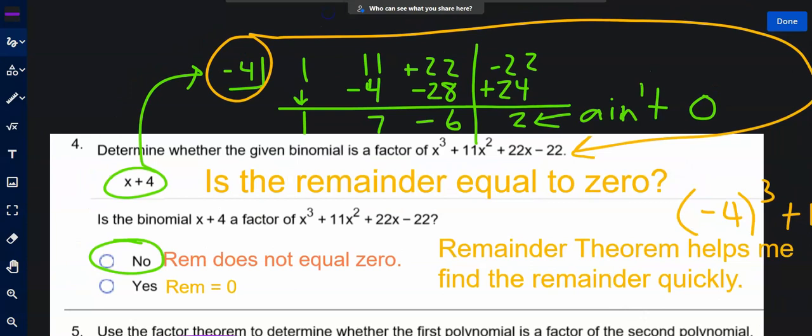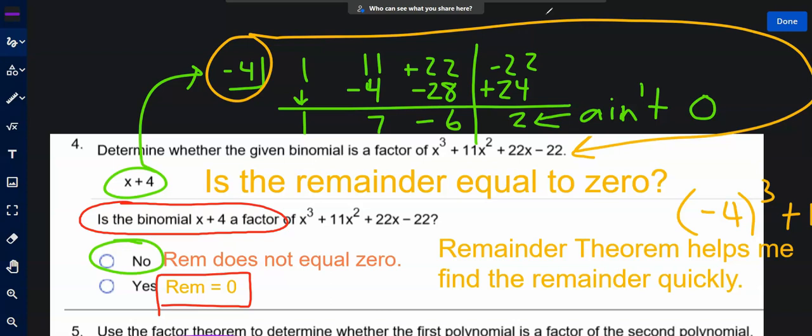All right, now don't worry about the remainder theorem. We'll come back to that thing down there, this remainder theorem idea. That's going to be for later. So this question is asking you, is the binomial a factor? Now, if something is a factor, that means the remainder has to be 0. If the remainder is 0, then we're going to say yes. If the remainder is not 0, we're going to say no.